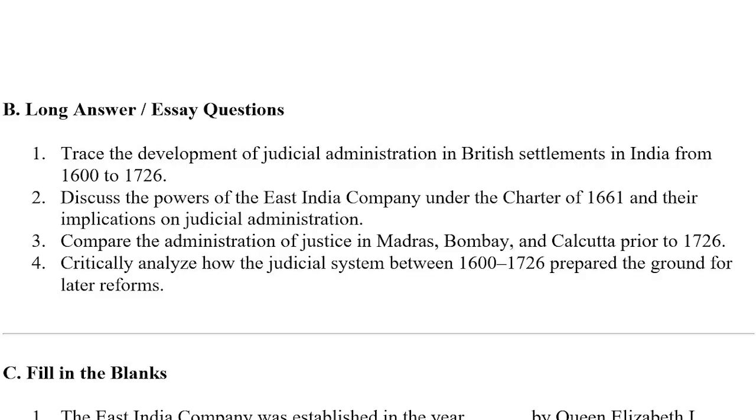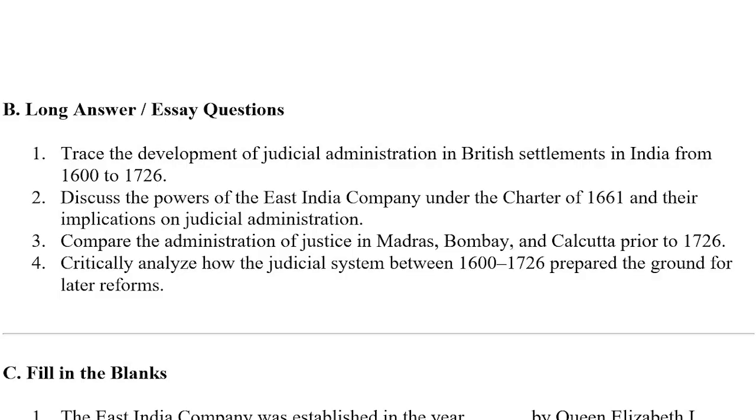Critically analyze how the judicial system between 1600 and 1726 prepared the ground for later reforms. The chaos and the inconsistency across settlements led to the Crown's intervention. The Charter of 1726 was issued by King George I to establish mayors' courts in Bombay, Madras and Calcutta and create a more uniform and formal judicial system. This marked the end of the unregulated phase, 1600 to 1726, and the beginning of the structured colonial courts in India.